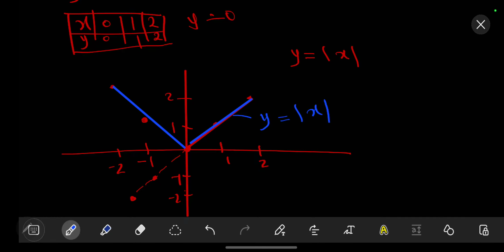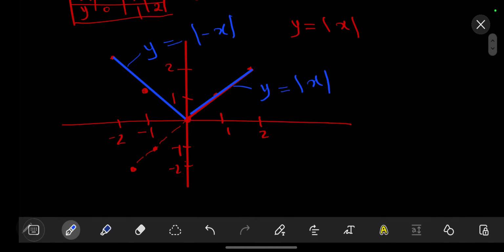Likewise, this graph is the same as y is equal to the modulus of negative x, because even if it's negative x, all the values will come out to be positive for y. Even if I was to do this, the graph would still look the same.